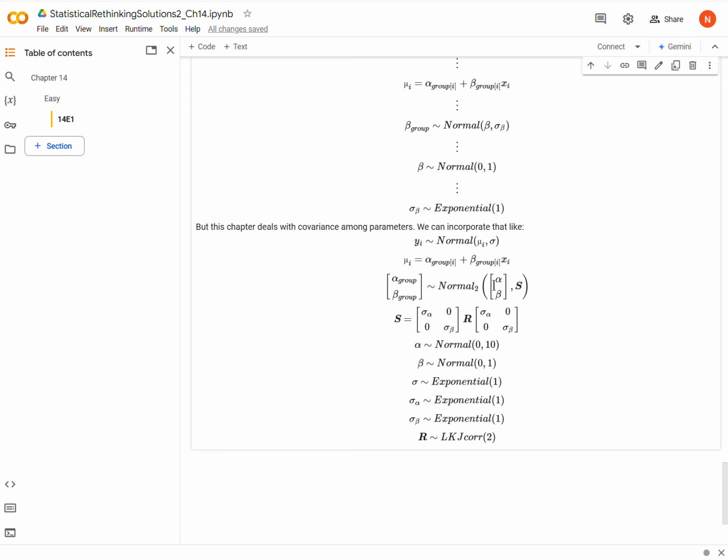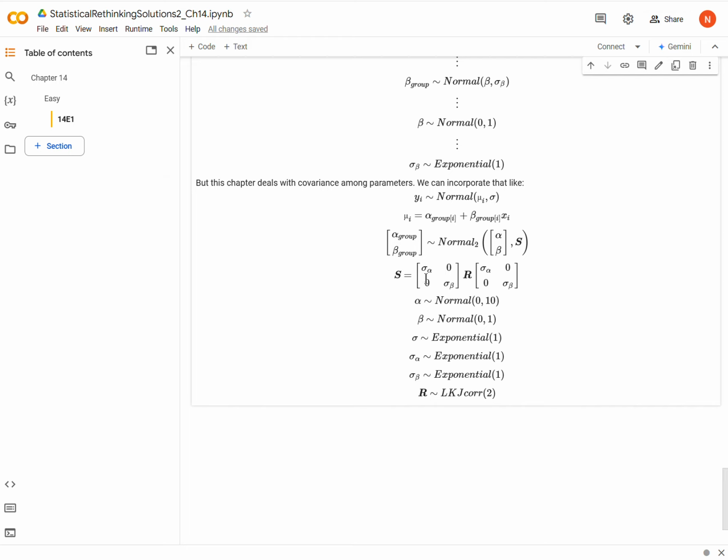A multivariate normal distribution has a few components. One is the mean vector: what is the mean value of each of the elements therein? And then also the variances and covariances among the elements here, the parameters alpha and beta. So we need to build this covariance matrix, and we can do that in this way.